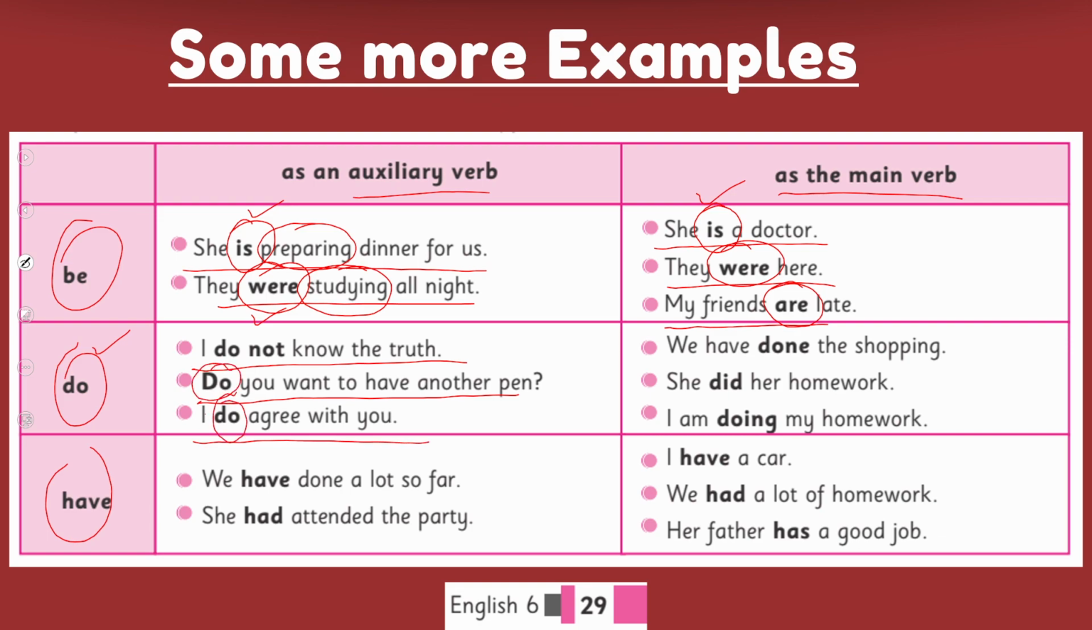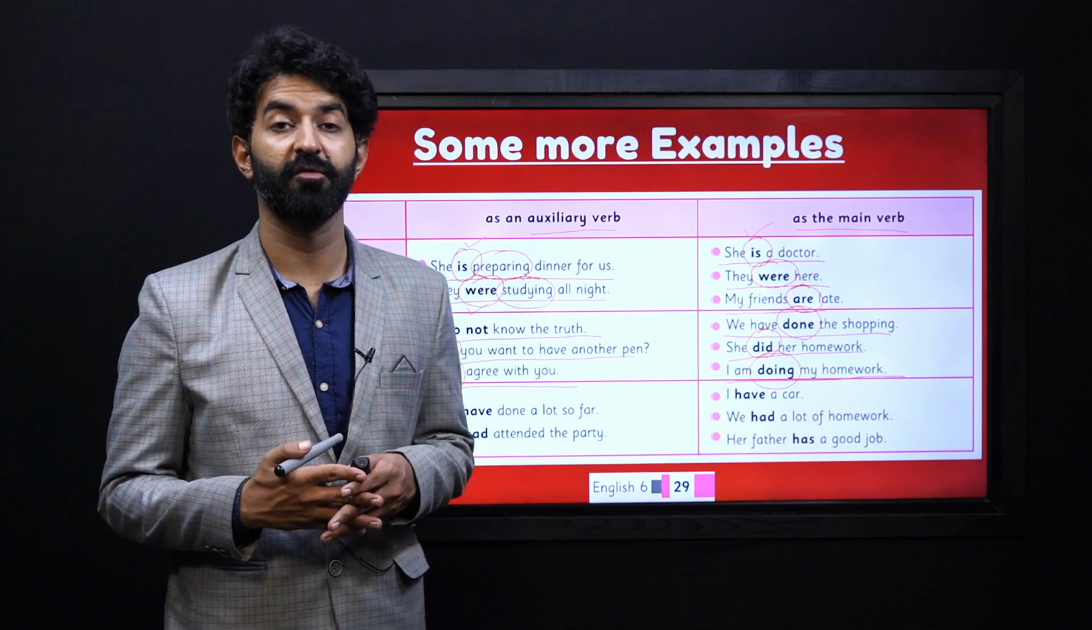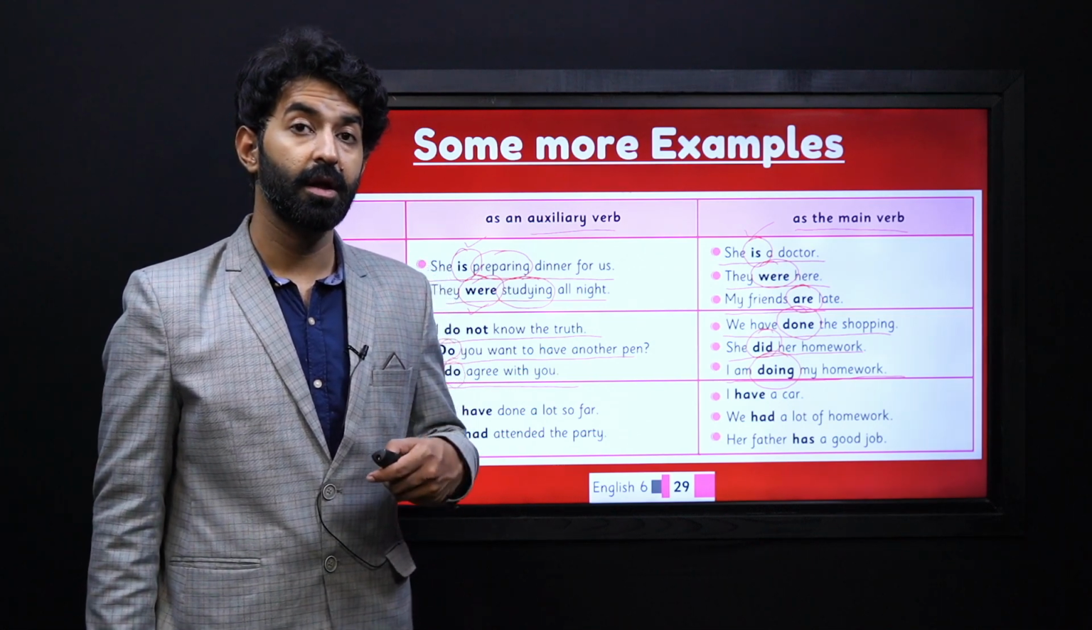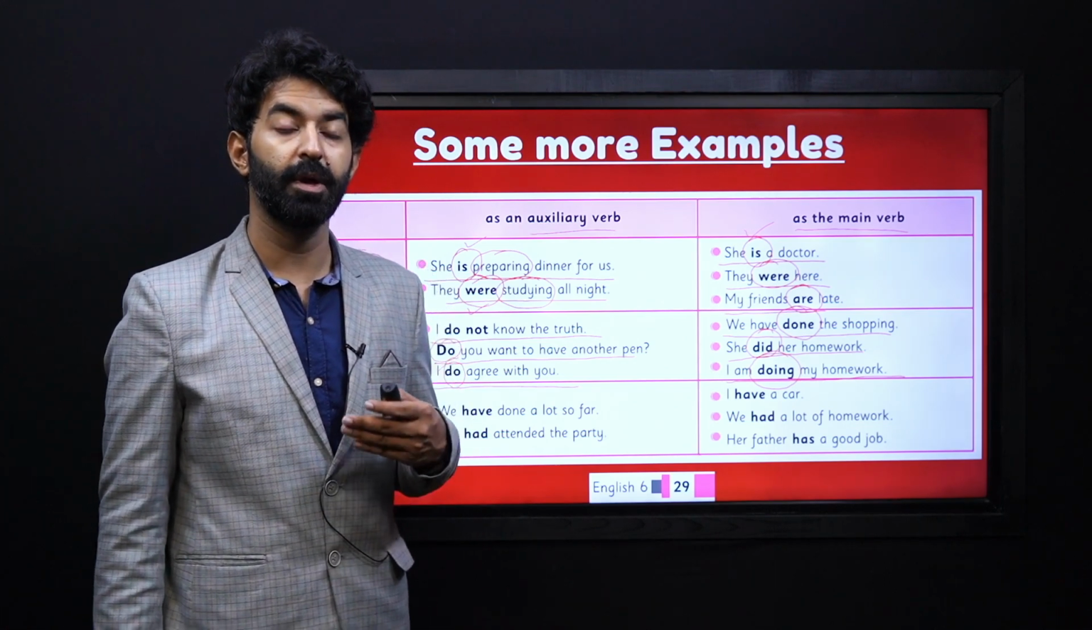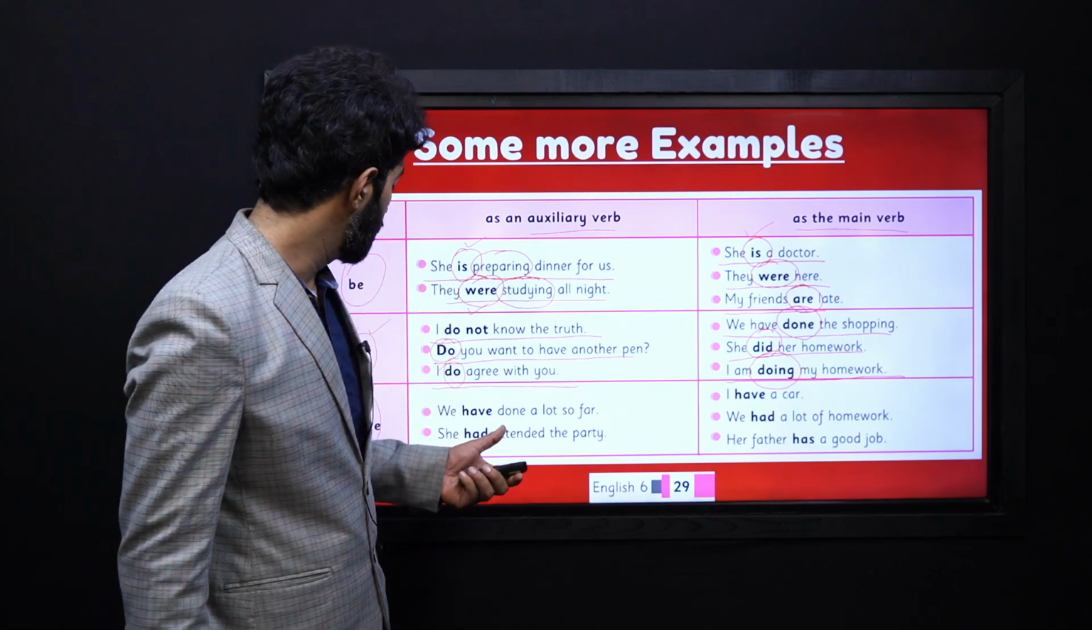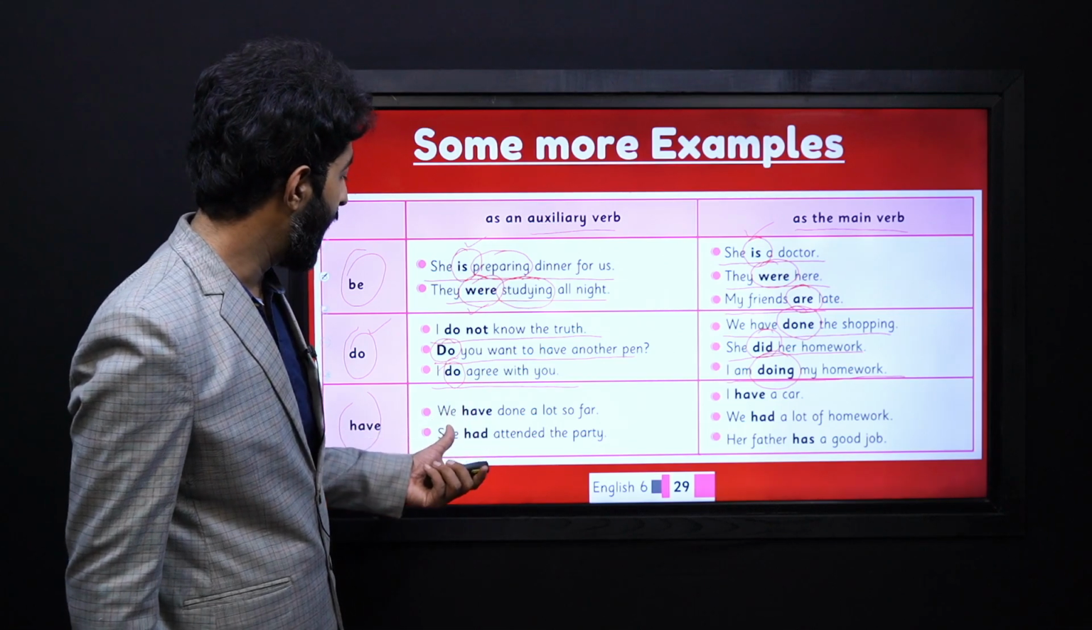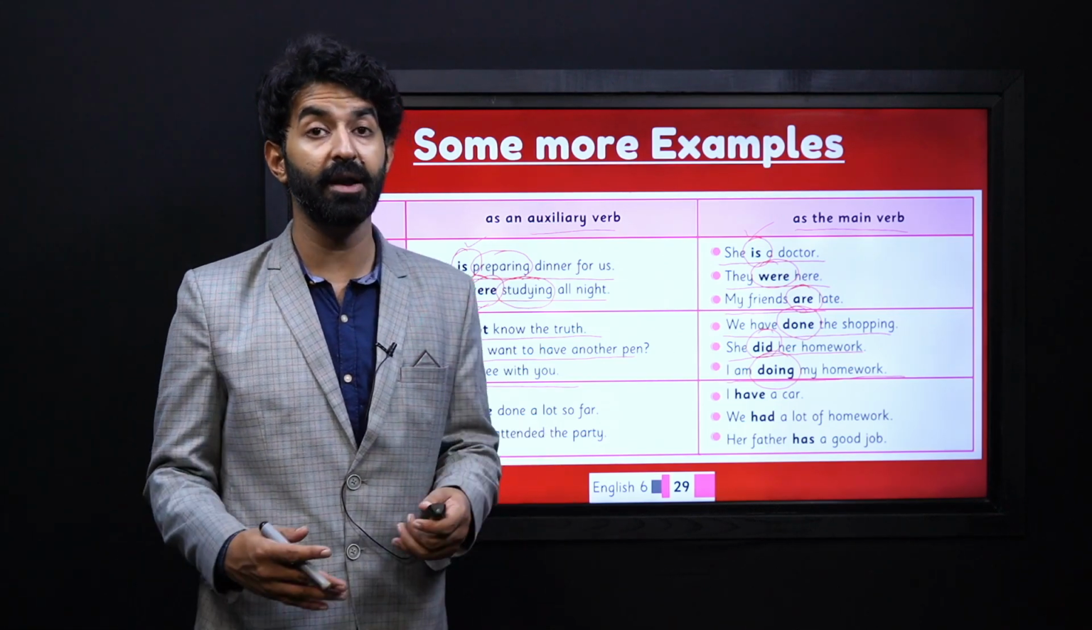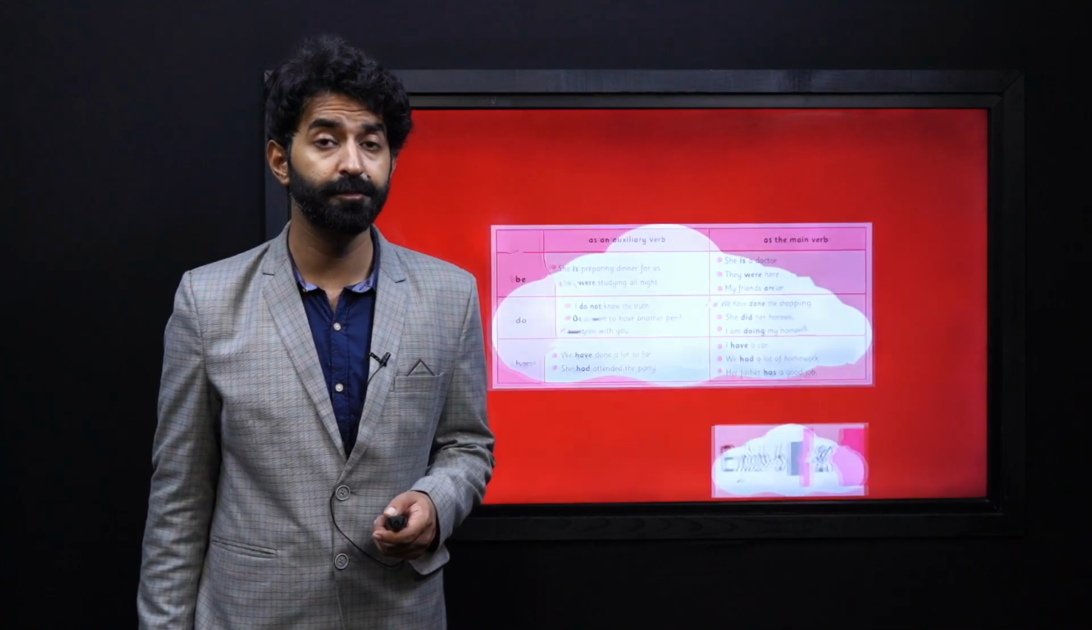So it shows action. We have done the shopping, she did her homework, and I am doing my homework. All these three sentences have these auxiliary verbs doing the part of a main verb in case the main verb is not present. And these are sufficient enough to be acting as the main verbs. You can read the examples of have both as an auxiliary verb and as the main verb by yourself.